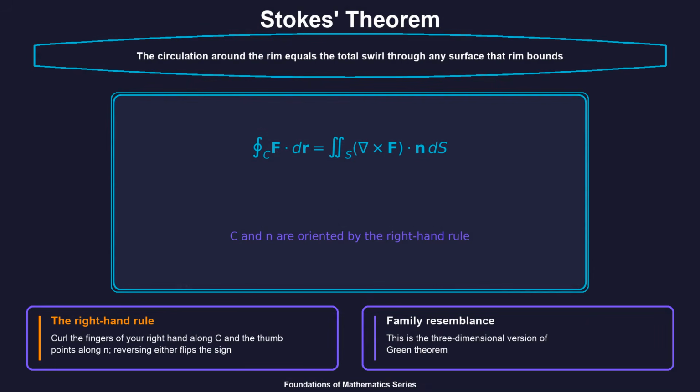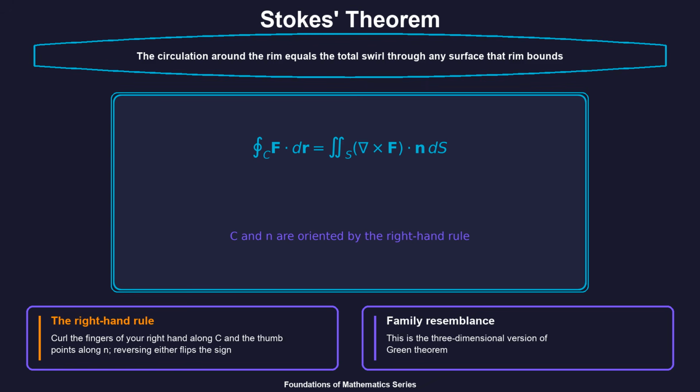The third theorem generalizes Green's theorem out of the plane. For a surface S in 3 dimensions with boundary curve C, the loop integral of f around C equals the surface integral over S of the curl of f dotted with the unit normal.